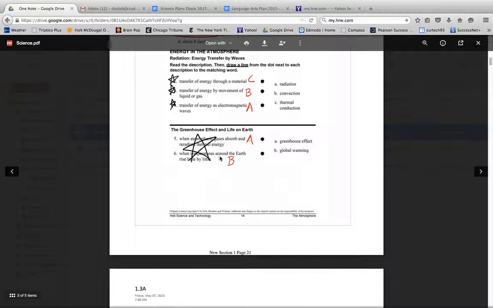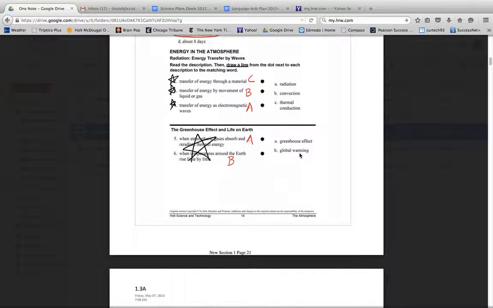Six, when temperatures around the Earth rise little by little, we call that global warming. So what could happen is if the greenhouse effect keeps the atmosphere too warm, then that could lead to global warming, which could cause all kinds of problems around the Earth. Ice caps melting, flooding, changes in weather patterns.